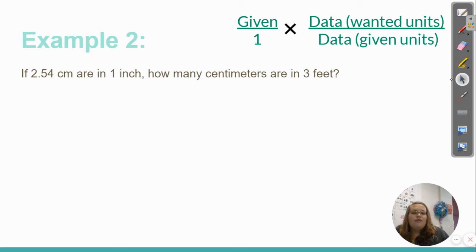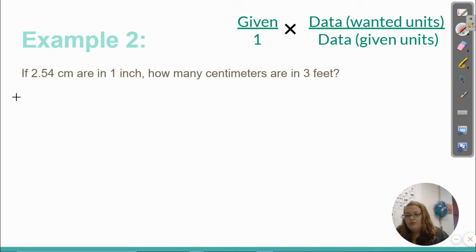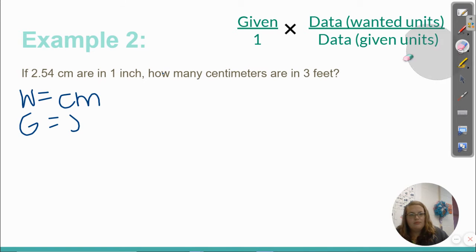It says if 2.54 centimeters are in 1 inch, how many centimeters are in 3 feet? So wanted, we are solving for centimeters. We are given 3 feet.